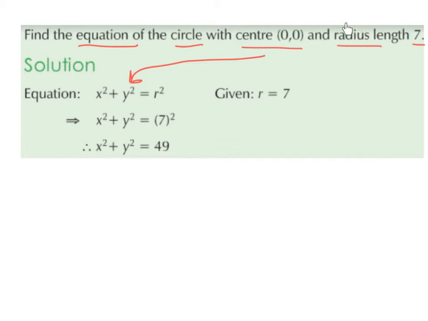We've been told that the radius was 7, so we're given that r is equal to 7. So we swap the r for 7, and it's 7 squared, so we get 49. So the equation of the circle is x squared plus y squared is equal to 49.